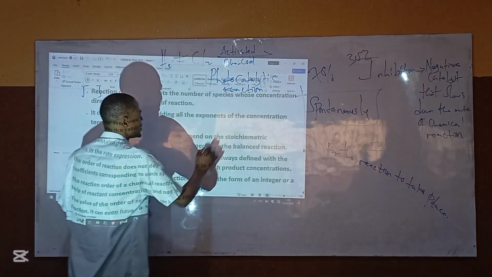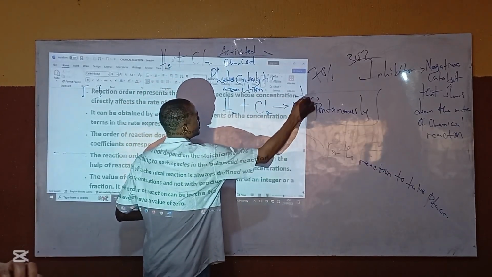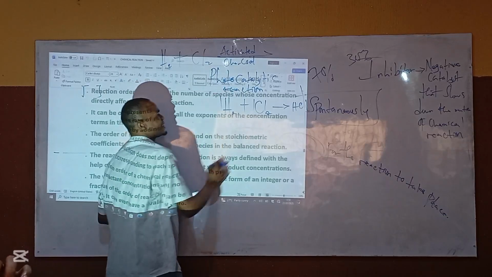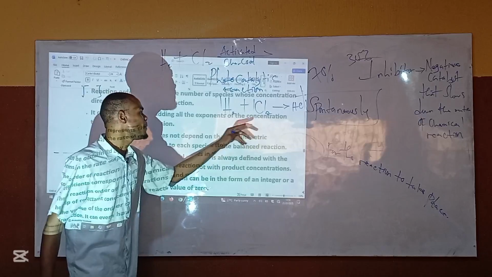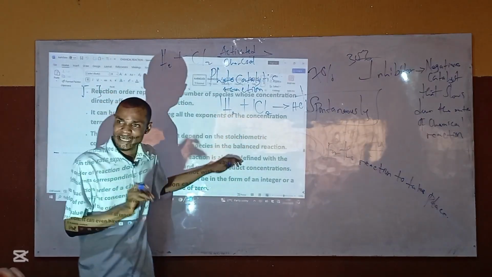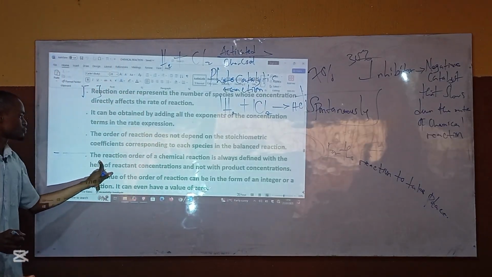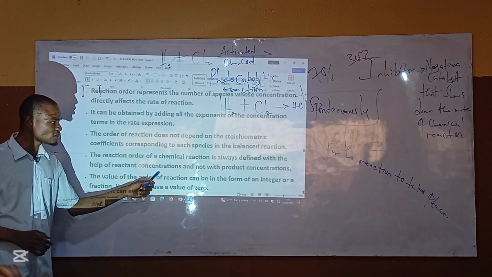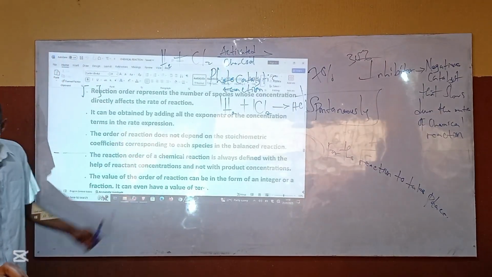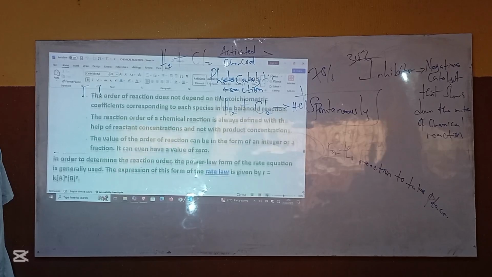It corresponds to each species in the balanced reaction. That's the balanced equation. When they say stoichiometric equation, H2, Cl2, that's the HCl. We have one here, right? It does not depend on the stoichiometric coefficients of the balanced reaction or balanced equation. Are you getting me now? So now let's go. Order is always defined with the help of reactant concentration, not with the product concentration. It can be an integer or fraction, and can even have a value of 0.